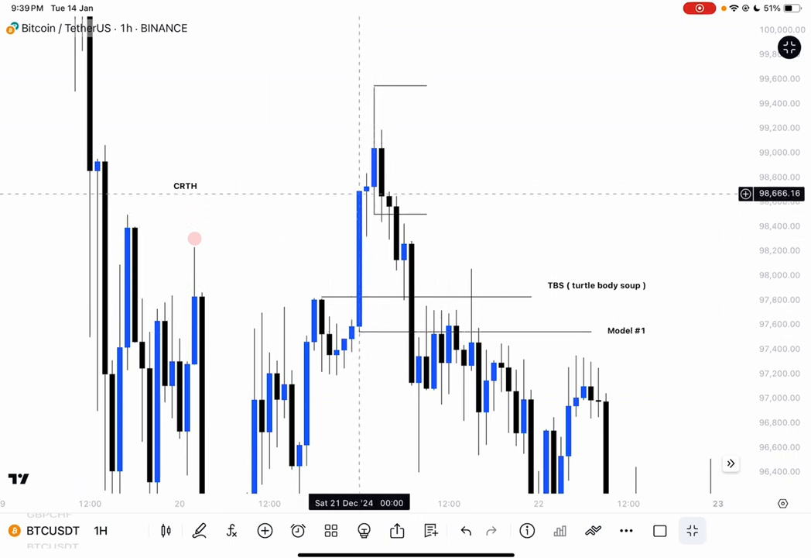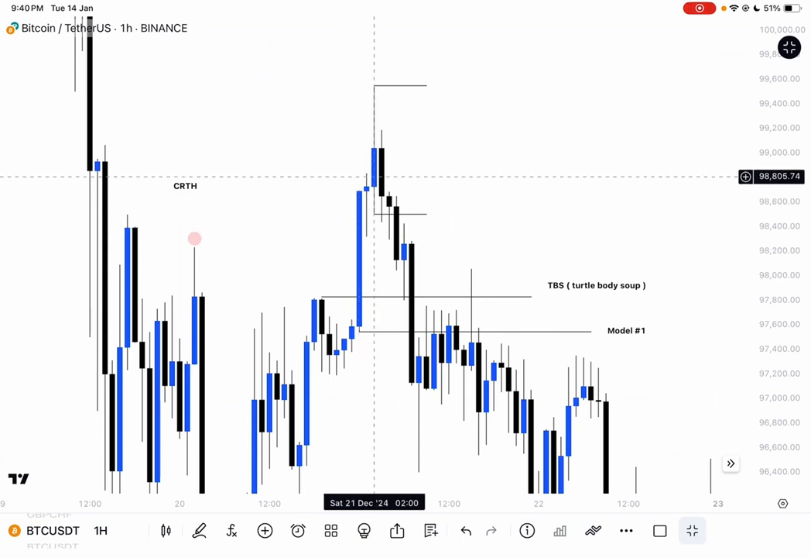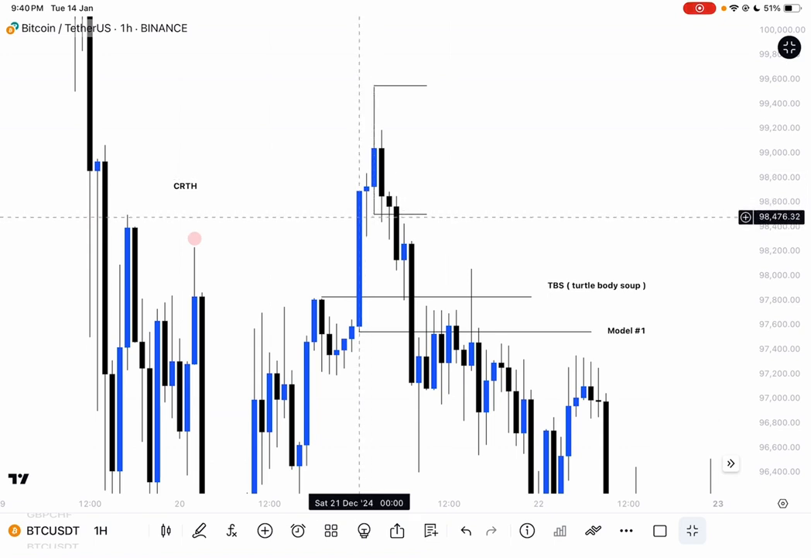Suppose in this situation, the 3 candles formed are low body candles and high wick candles. Let's imagine it: the 3 candles are formed with low body and high wicks. So if 3 candles are formed like this, we can choose this as our model 1: the candle which manipulates the old high and formed a TBS. We can choose this candle as model 1.